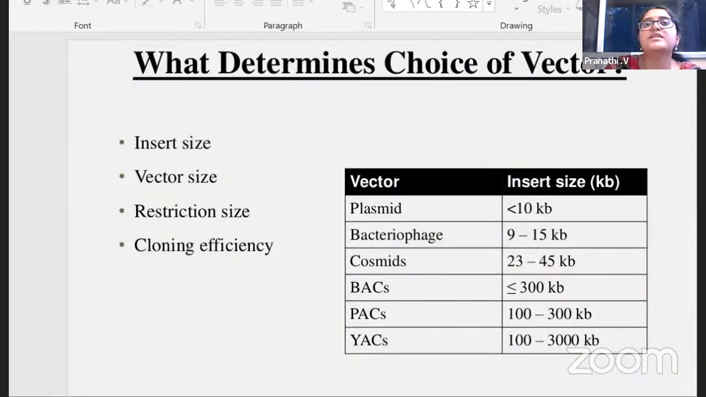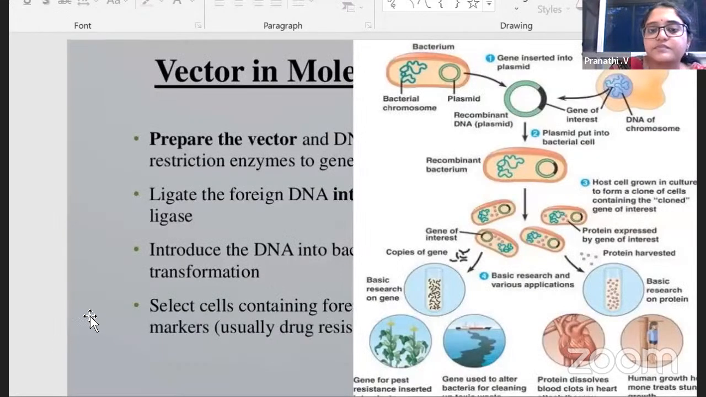So how are we going to choose a vector based on the amount of DNA that we want to insert into it? What is the vector's actual size? What is the site of the restriction endonuclease? And after all of this, how much of it is going to be efficiently flown? Based on that, you have these vectors and the insert sizes.